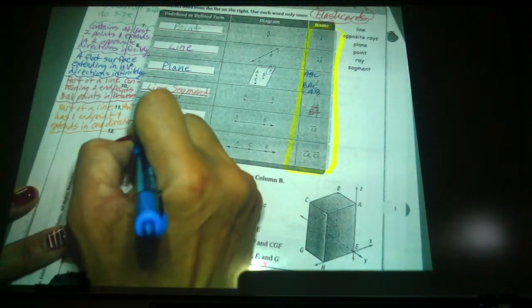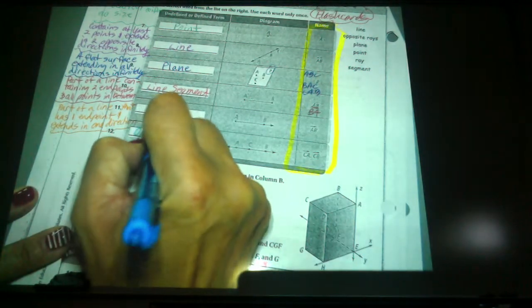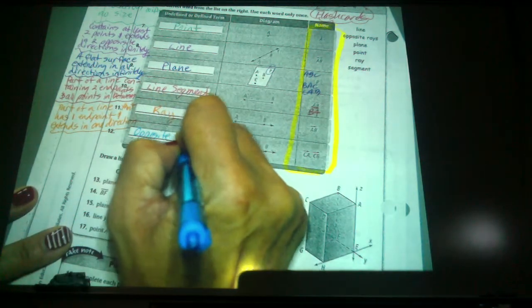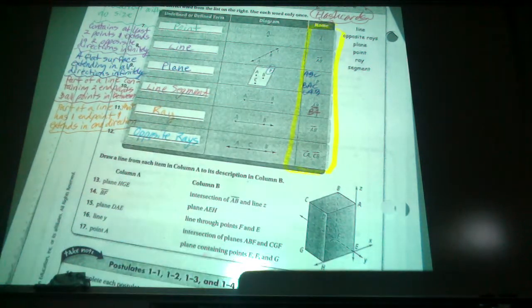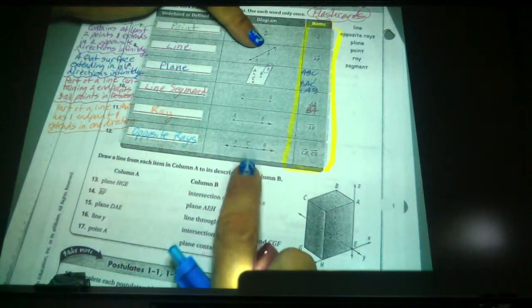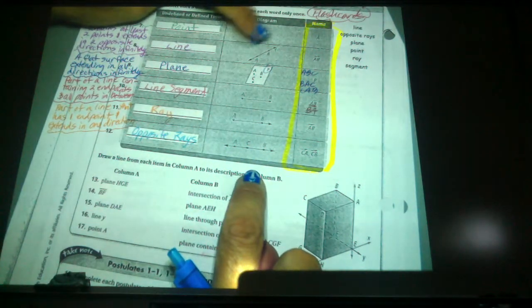And then the final one at the bottom is called opposite rays. It looks like a line. The only difference between these two is it has 3 points on this one and this one has 2. You can usually call this a line as well because technically it is. And you'll see in the definition that part of the definition is that opposite rays are a line, because they form a line.